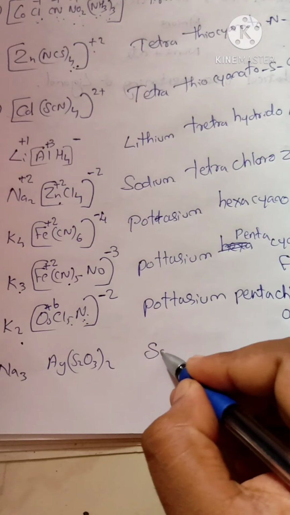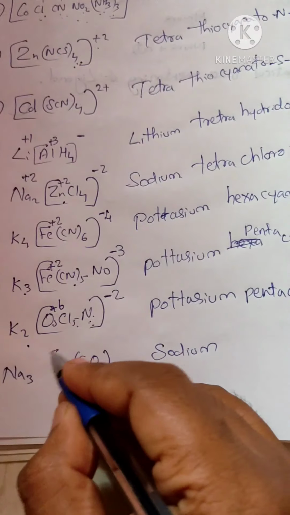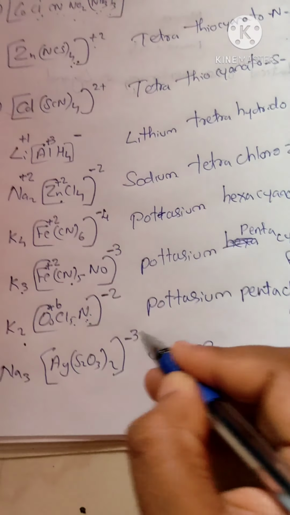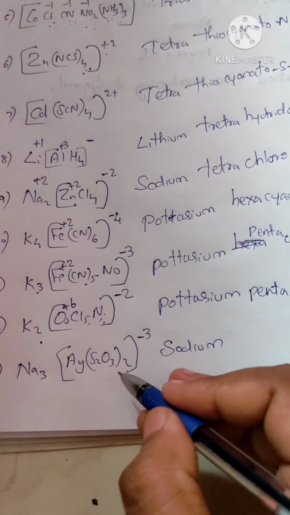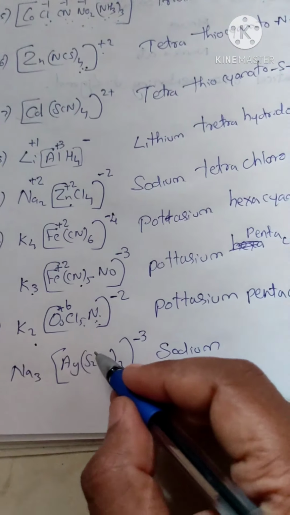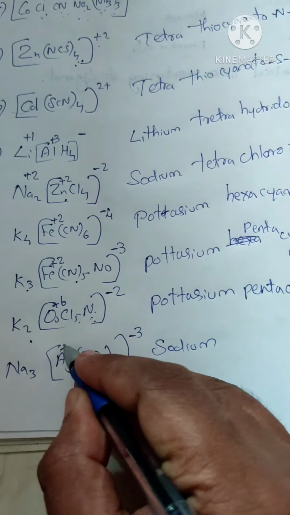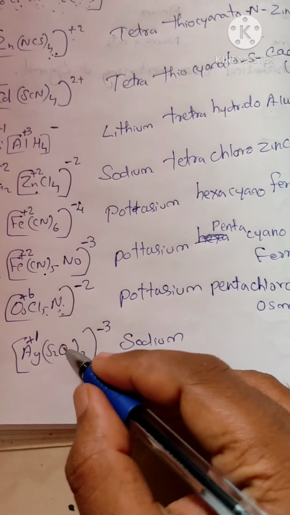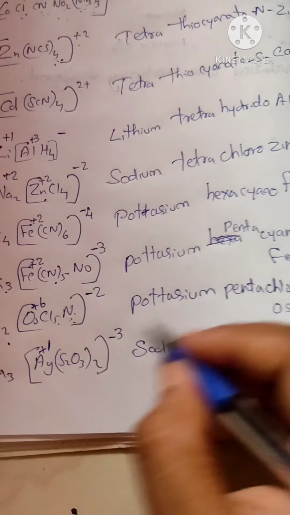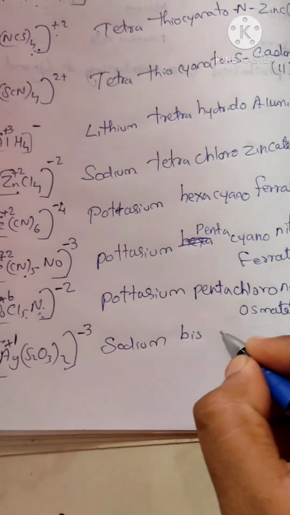Next, what is the name of this complex? Here the positive part is so easy, that is sodium. The charge of this negative part is minus 3. Okay, and we know S2O3 has 2 negative charge each, so it will become 4 negative charge. So 4 negative charge means 3 negative charge is coming here, meaning the oxidation state of silver will be +1. So sodium, this ligand is there 2 times. The name of this ligand is thiosulfato, and 2 times thiosulfato means we will write bis thiosulfato.